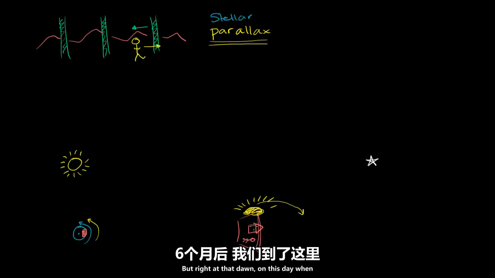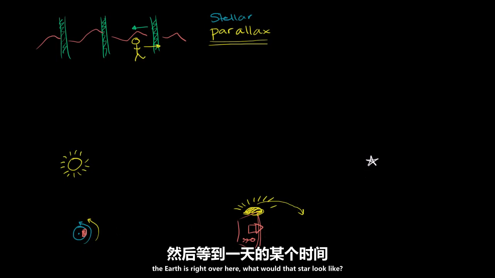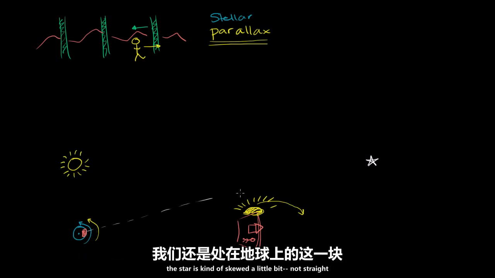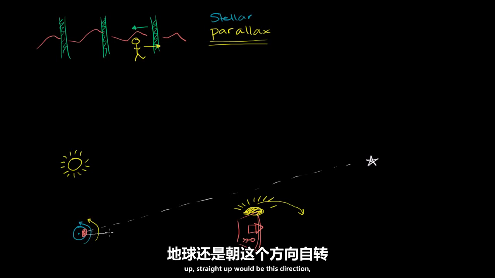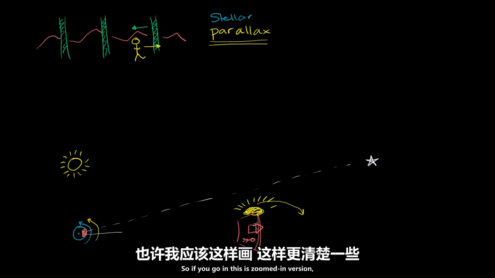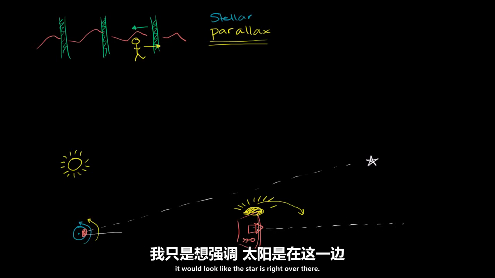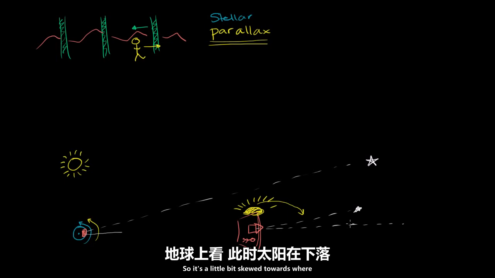But right at that dawn on this day, when the Earth is right over here, what would that star look like? Well, if we look at this version of the Earth, the star is skewed a little bit, not straight up. Straight up would be this direction from the point of view of my house. It is now skewed a little bit closer to the sun. So in this zoomed in version, straight up would look something like that. And maybe based on my measurement, the star is right over there. So it's a little bit skewed towards where the sun is rising, towards the east, relative to straight up.